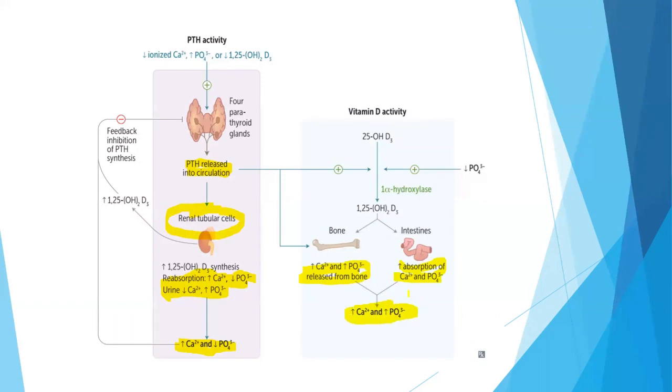Now, the thing is that the main role of the PTH is to maintain or to increase the calcium level. So whenever there is increase in the calcium level, that will ultimately lead to the negative feedback mechanism in the parathyroid gland. Also, the increase in the vitamin D level will also have a negative feedback in the PTH synthesis.